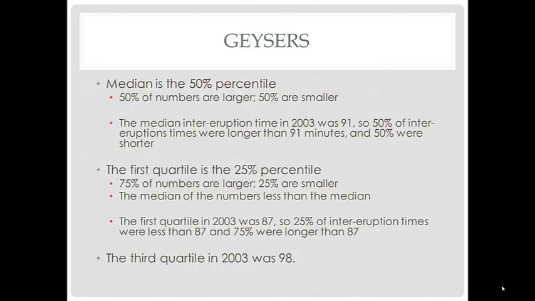We can also compute the third quartile. The third quartile is the 75th percentile. The third quartile in 2003 was 98. That means that 75% of the eruption times in 2003 were less than 98.